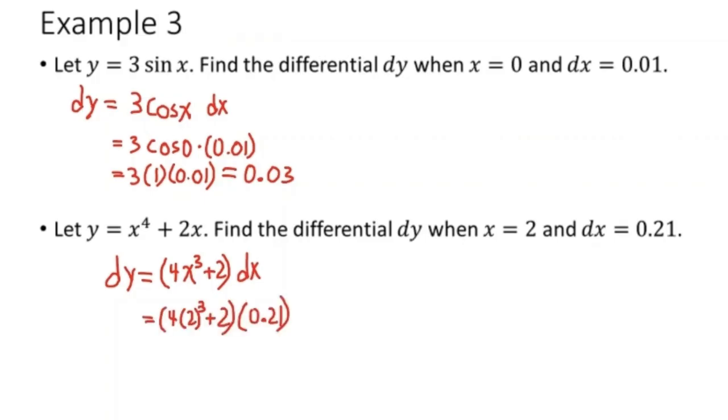So our dy so far would equal the quantity 4 times 2 cubed plus 2 times 0.21. 2 cubed is 8, times 4 is 32. Plus 2 is 34, and 34 times 0.21 is 7.14. So what this would tell us is when x equals 2, if we increase x by 0.21, our function value will increase by approximately 7.14.